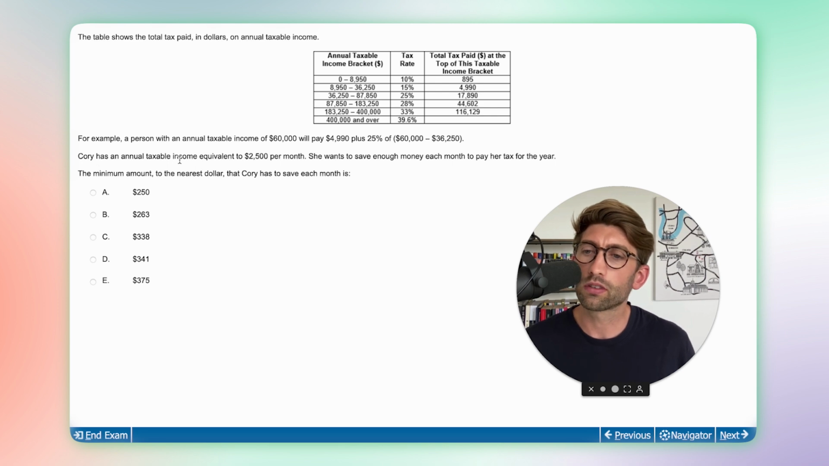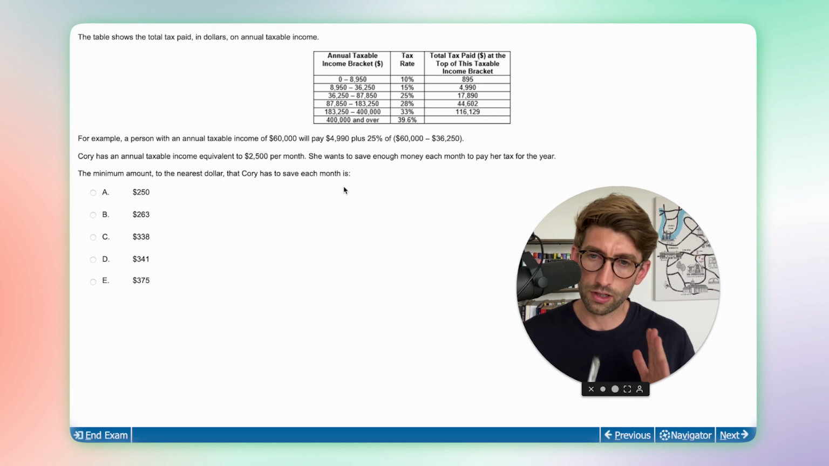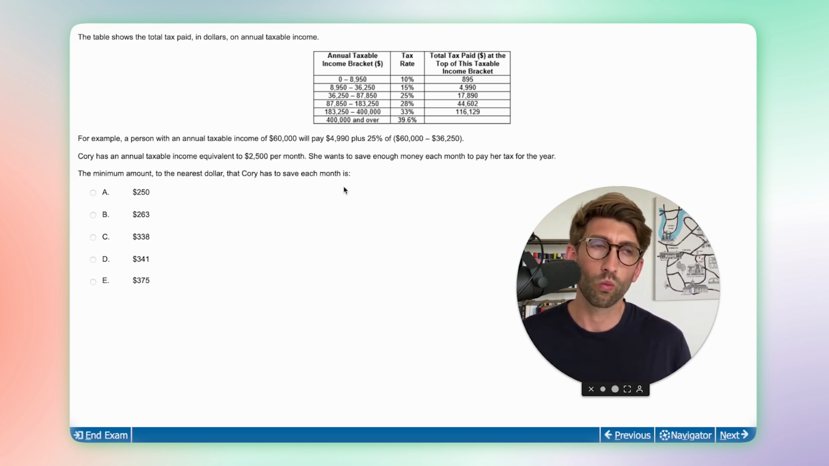Corey has an annual taxable income equivalent to $2,500 per month. She wants to save enough money each month to pay her tax bill for the year. The minimum amount to the nearest dollar that Corey has to save each month is. So again, before we dive in and do any calculations, let's just understand what is going on here. So they want to know that basically whatever this person earns throughout the year, how much they have to put aside to know what their tax bill is going to be, right?